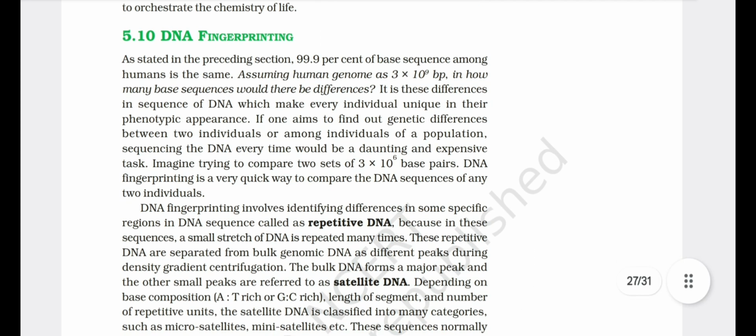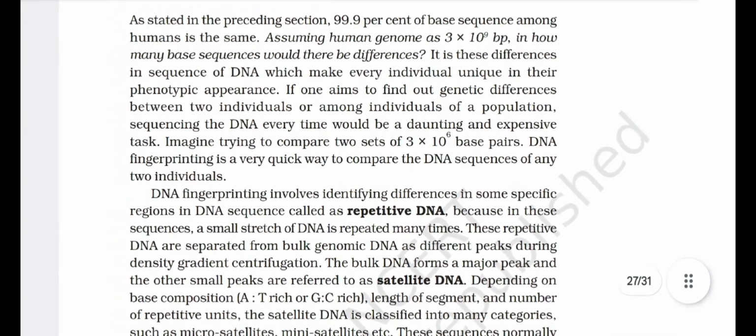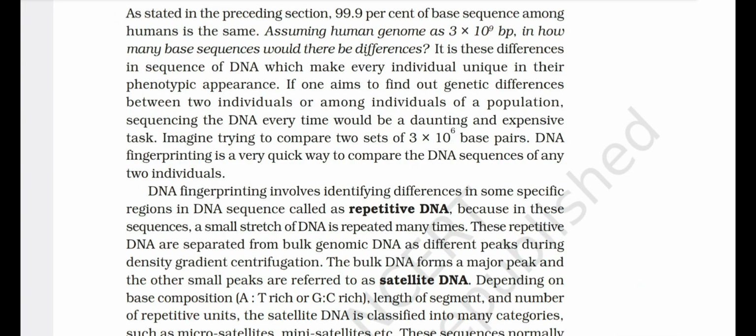phenotypic appearance. If one aims to find out genetic differences between two individuals or among individuals of a population, sequencing the DNA every time would be a daunting and expensive task. Imagine trying to compare two sets of 3 x 10^9 base pairs. DNA fingerprinting is a very quick way to compare the DNA sequence of any two individuals.